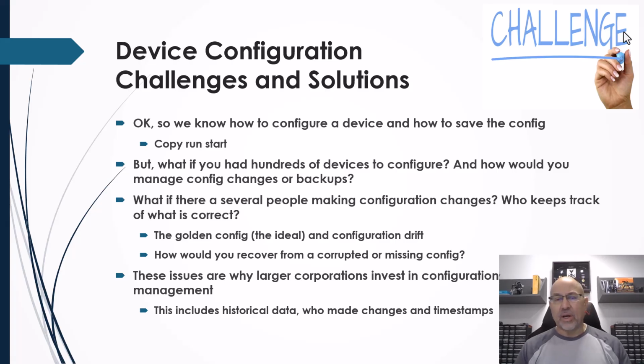Now there is a thing called the golden config, the ideal config, the one that you want all the devices to have, particularly devices that are fulfilling the same kind of role. The chapter uses the branch router example, but this might be switches in the same location or fulfilling the same role. It could be just about anything. So how would you manage all of that stuff?